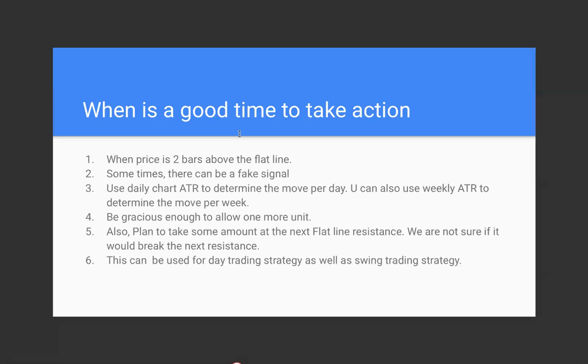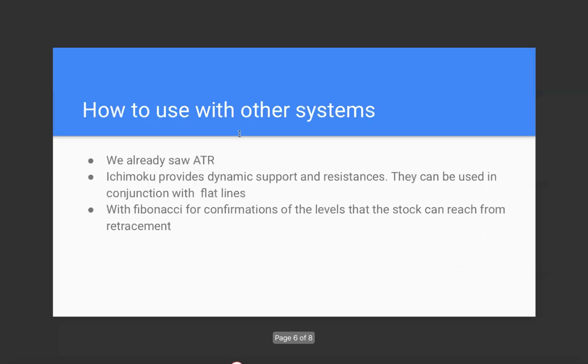Make sense? Okay. So how to use this with other systems? We already saw ATR. We also saw Ichimoku provide dynamic support and resistances. They can be used in conjunction with the flat lines. And we can also use it with Fibonacci, just like how we used it for FTCH right now, seeing what levels it has reached. It has reached 162.5, which, as we all know, is the golden ratio.